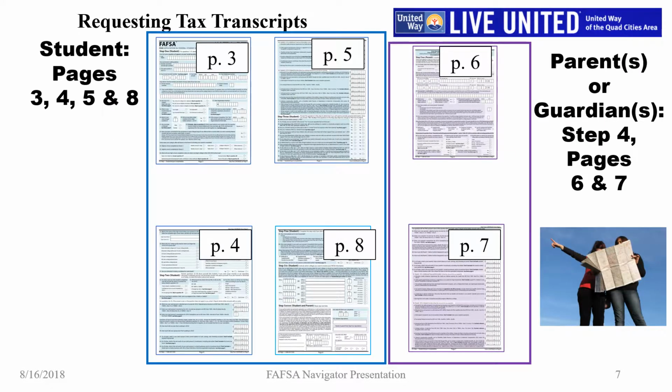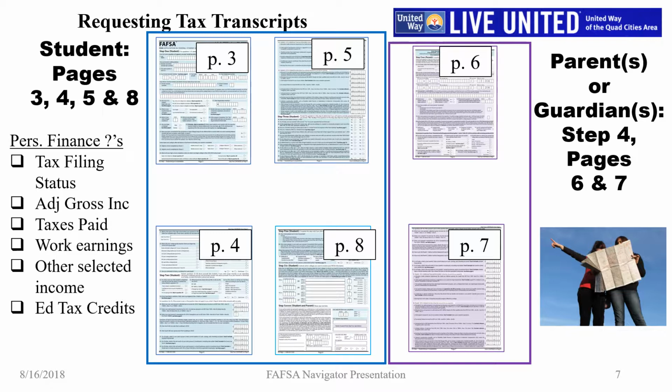Here is the FAFSA form's 7 steps. The student's 4 pages of questions are on the left in blue, and if the student is determined to be dependent upon parents or guardians, then their 2 pages are on the right in purple. The tax and personal finance questions involve tax filing status, married, single, etc., the adjusted gross income, actual taxes paid, earnings from work, other types of taxed and untaxed income and financial assistance, plus education tax credits claimed.